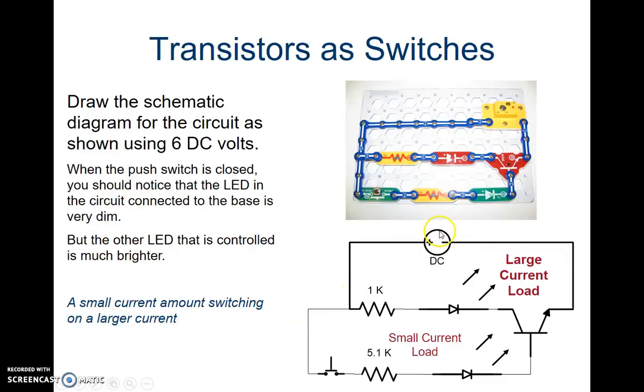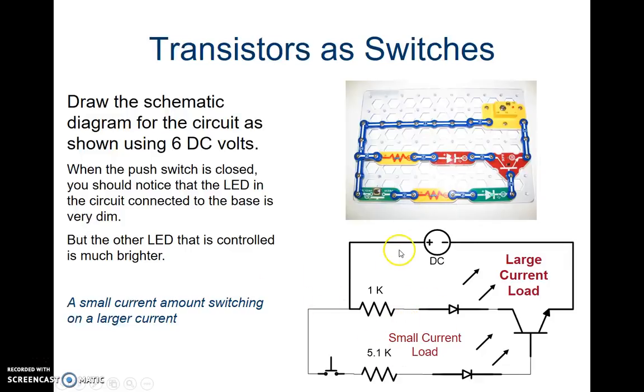So we have here our battery. And the first strand here, we have a 1 kilo ohm resistor and an LED, and that goes to the collector of the transistor. And then down here we're going to have a push button switch, a 5.1K ohm resistor to make a really small current, an LED here, and that goes to the base of the transistor. And then the emitter just comes around and goes back to the negative side of the battery.